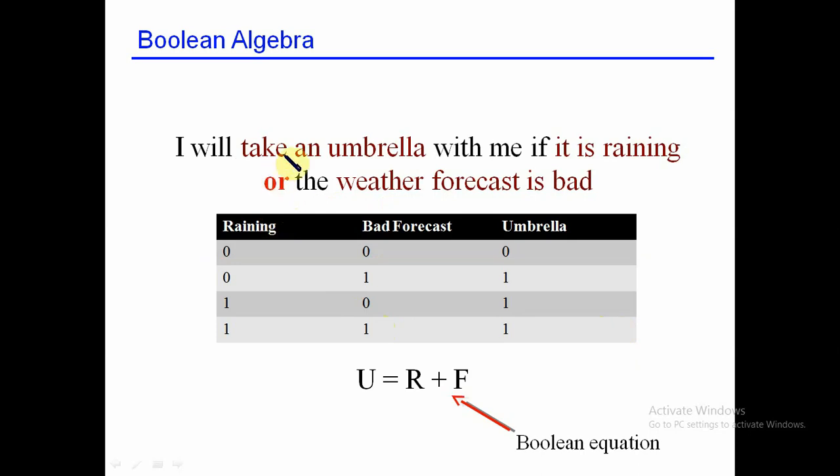Here we take another example. Same example, but we change the gate. Raining is going on, bad weather, and the umbrella. We prepare one truth table for the previous condition for the OR operation. We put the values 0 0 and get 0, 0 1 we get 1, 1 0 we get 1, and 1 1 we get 1. U means umbrella, R means raining, the plus sign indicates OR, and F is the bad forecast. That plus is the notation of the Boolean equation.